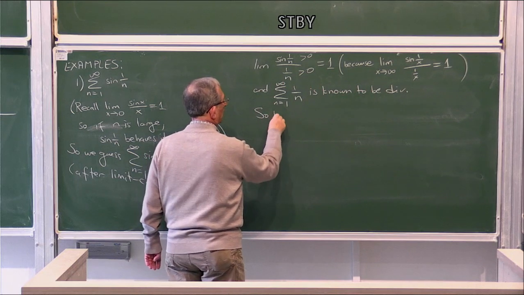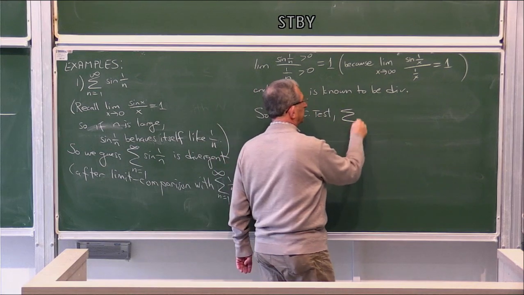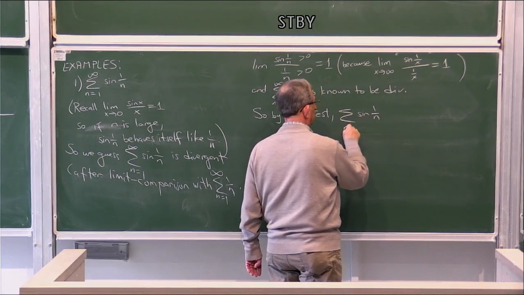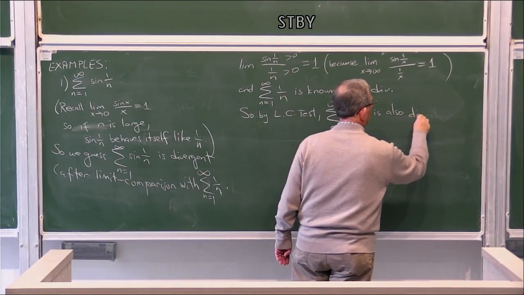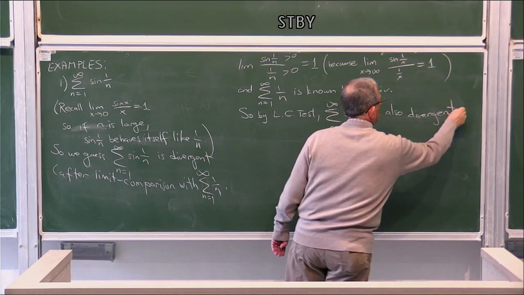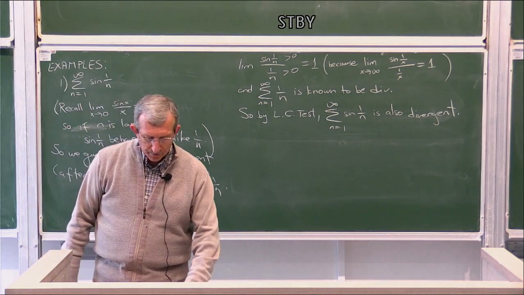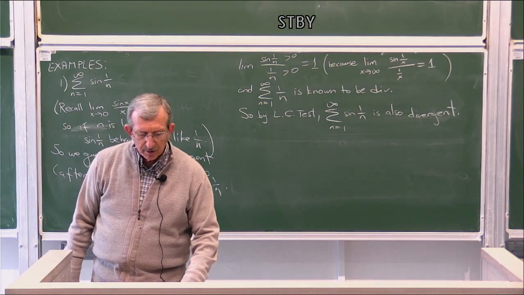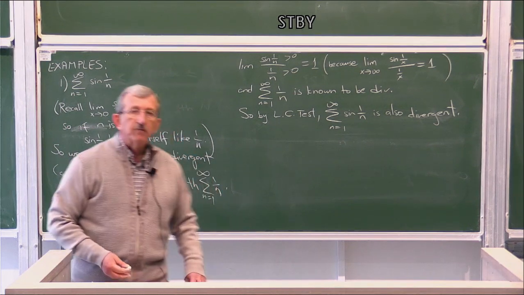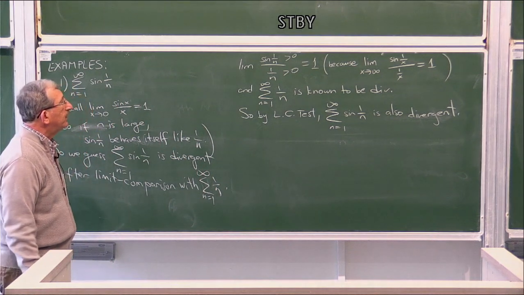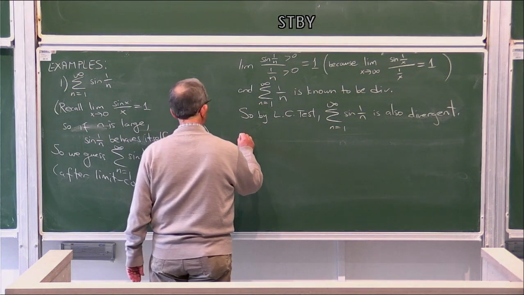So by the limit comparison test, the series sine 1 over n is also divergent. Okay. Well, the other example shows, even in a better way, the use of the limit comparison theorem. Okay.